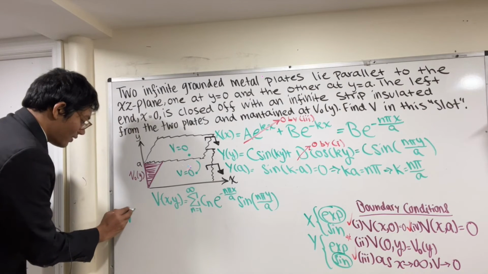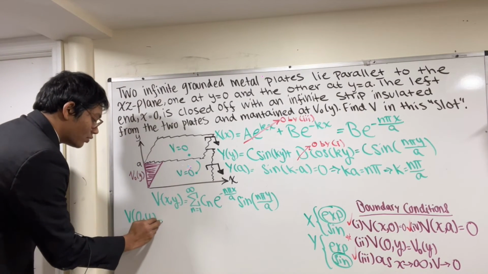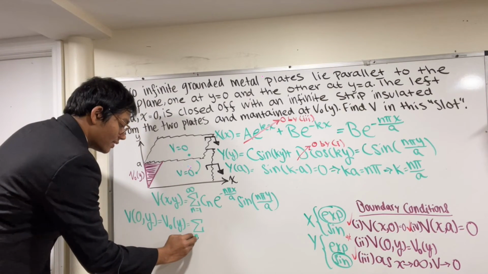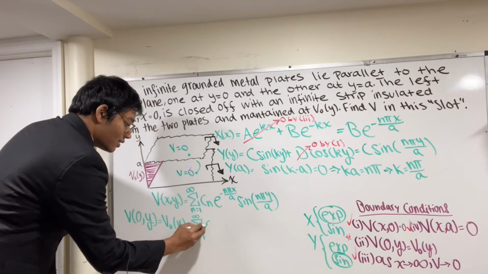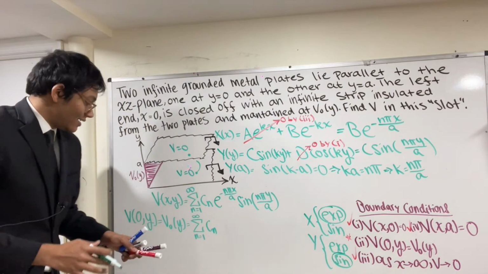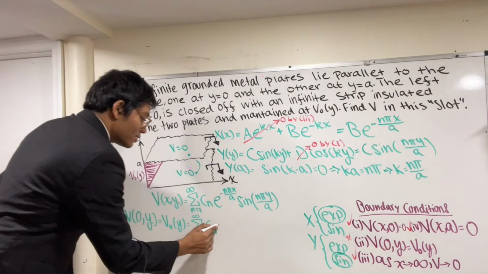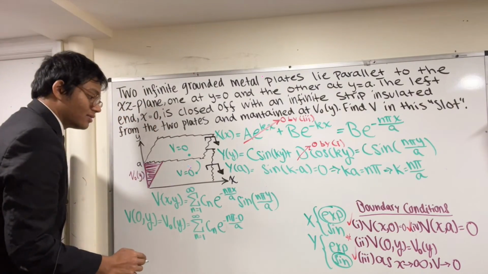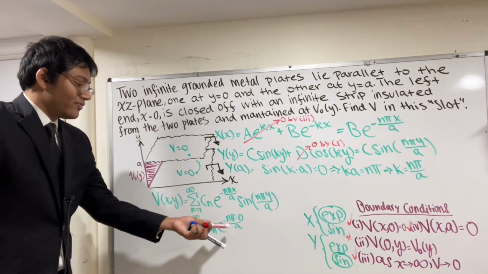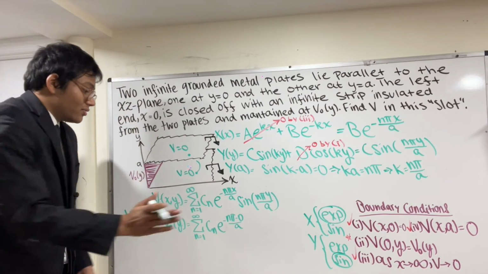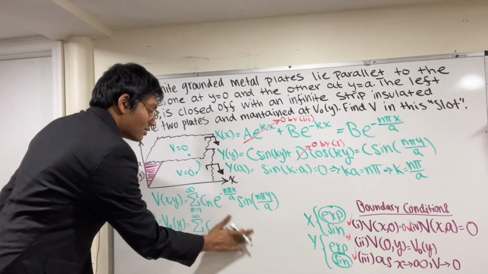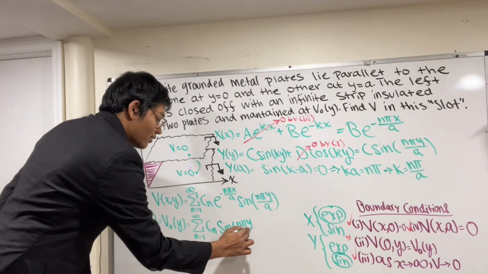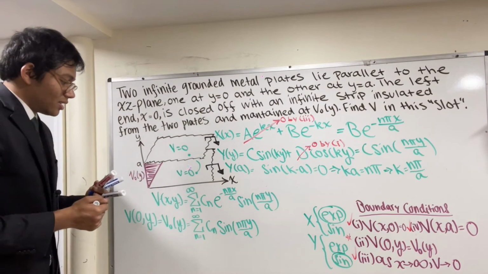Okay, let's do it. So let's move over here. Hopefully you still see. V of 0 comma y is equal to V naught of y is equal to my summation, my linear combination of c sub n. Now x is 0, right? So I'm going to have e to the minus n pi 0 over a. Well, all of this is just 0. E to the 0 is 1, and hence I need not even write this term. And so I'm left with sine of n pi y over a.